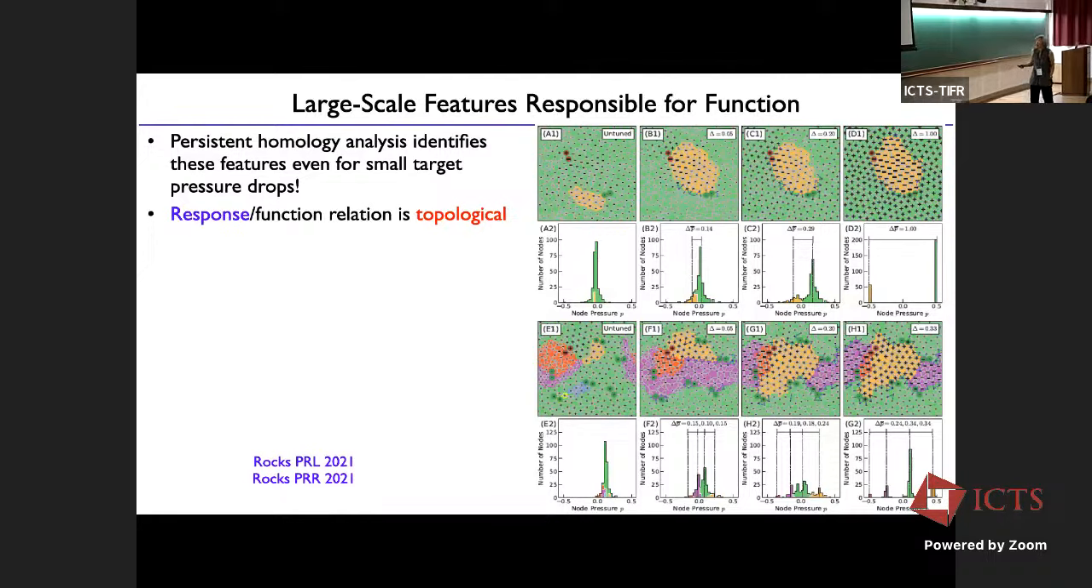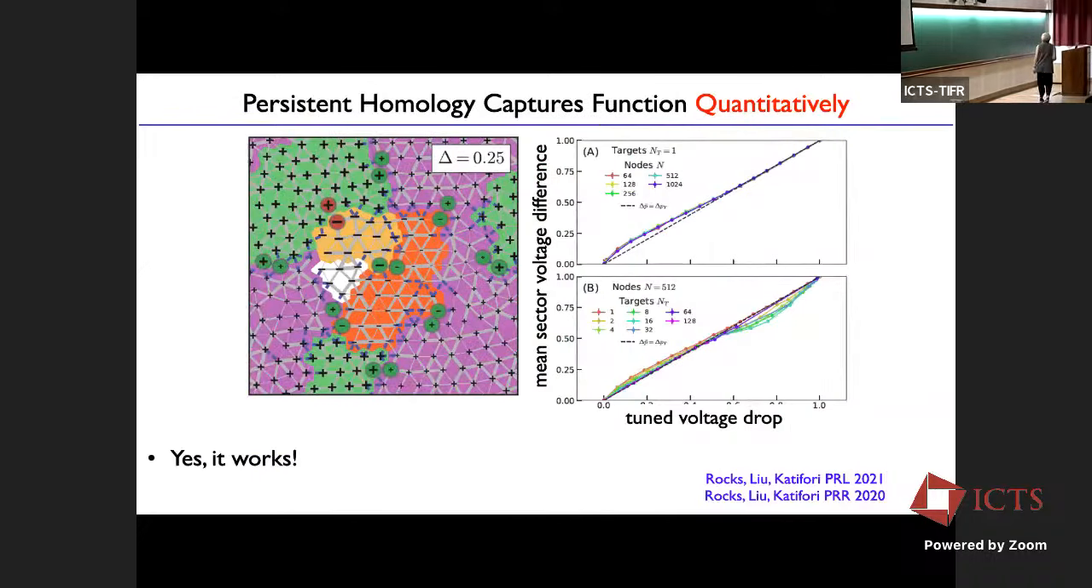Here's a case where we have one source, and I think we have 6 different targets. In this case, it makes several different sectors. And again, within each sector, we can look at the average node voltage, and that corresponds very well to what was actually tuned in. All right, so these are just pictures, but I can show you statistics.